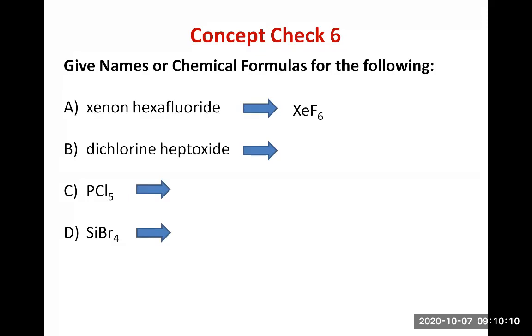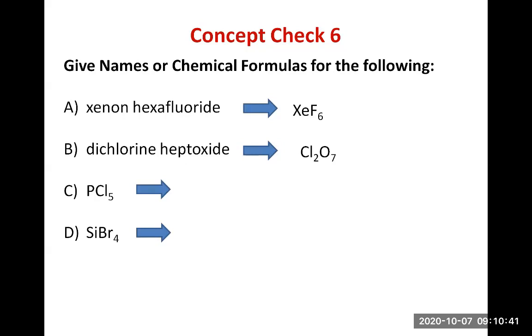Dichlorine heptoxide. So dichlorine, that's Cl, chlorine, and there is 2 of them, so Cl2. Hepta, and here it's heptoxide, but the A is removed, that's for 7. There is 7 oxide. Oxide is the oxygen, and so that's going to be Cl2O7.